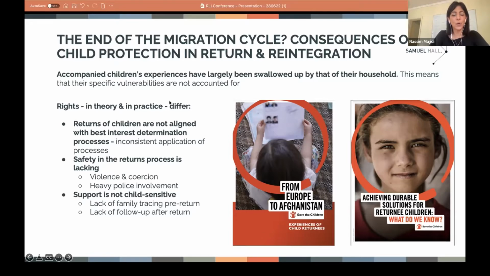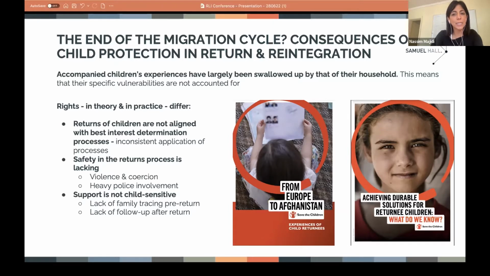So what we wanted to show here is, as much as there's a dearth of data across the migration cycle, perhaps where it's the most worrisome is what is supposed to be, at least from the state's perspective, the end of the migration cycle upon return. We'll just expose in these next two slides what we found upon return and some very concerning elements.